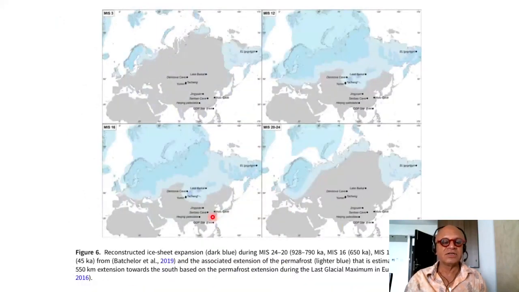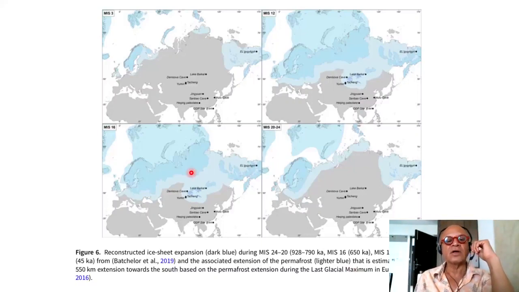This is now going to reconstructed ice sheet expansion during MIS 24 to 20, going back to almost a million years, so 790 kilo years to 928 kilo years. MIS 16 coming closer to 650 kilo years, MIS 12 at 450, MIS 3 more into our time scale at 45 kilo years with Homo sapiens, Denisovans, and Neanderthals running around, and the associated extension of the permafrost in lighter blue, that is estimated at an average of 550 kilometer extension towards the south based on the permafrost extension during the last glacial maximum in Europe. So some analogs are used.